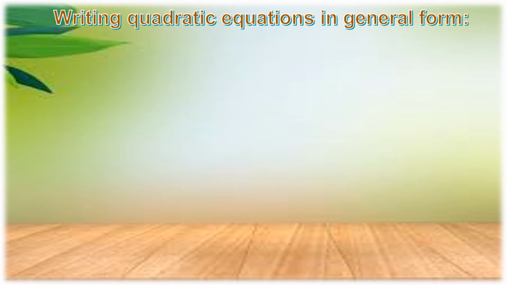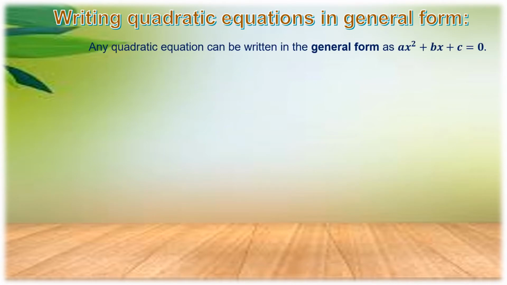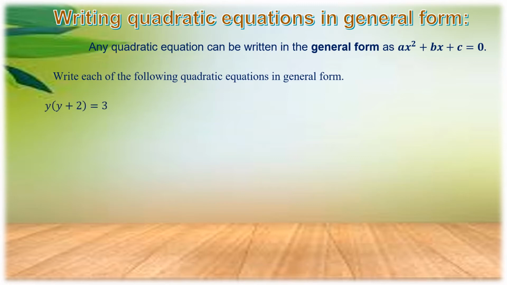Now let us have writing quadratic equations in general form. Any quadratic equation can be written in the general form as ax squared plus bx plus c is equal to 0. Now let us write each of the following quadratic equations in general form. y times y plus 2 is equal to 3. In here, we are going to distribute y inside the parentheses. So in doing this, we will be having y squared plus 2y is equal to 3. Then we are going to subtract both sides by 3. So we will be having y squared plus 2y minus 3 is equal to 3 minus 3. And this results to y squared plus 2y minus 3 is equal to 0.